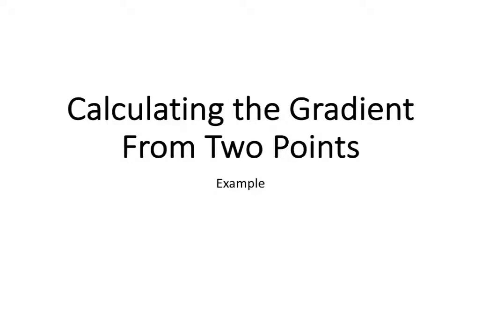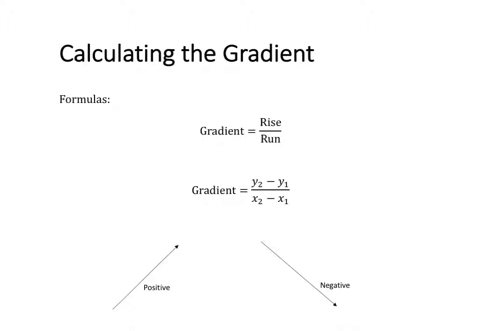In this video, we're going to have a look at calculating the gradient from two sets of points. So to calculate the gradient, we can either use the formula of gradient equals rise over run, or gradient equals my y2 minus y1 value over my x2 minus x1 value. For the first formula, we can use it when you're calculating the gradient off of a graph.